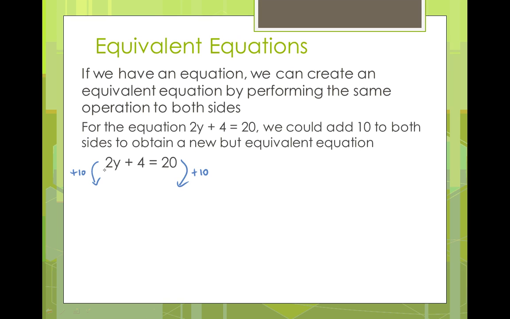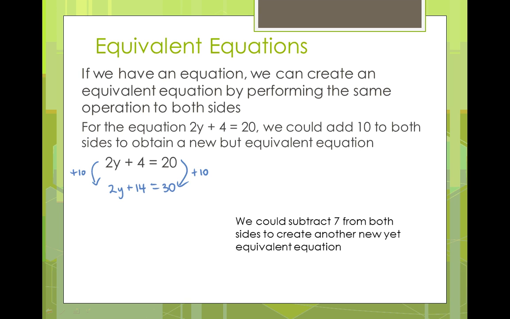So on the left-hand side of the equation, I've got 2y plus 4, and I'm going to add 10 onto that. So that's going to become 2y plus 14. On the right-hand side, I've got 20, and I'm going to add 10 onto that, so I've got 30. So I have now a new equivalent equation which represents the same thing, looks a little bit different, but is equal in value to the previous equation.